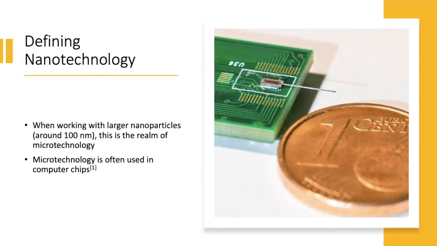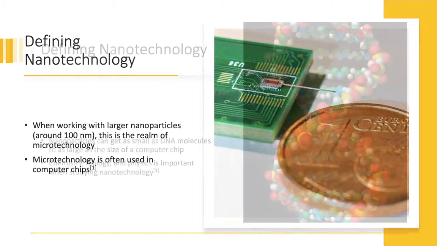A little bit more: when working with larger nanoparticles around 100 nanometers, this is known as the realm of microtechnology, which is often used in computer chips. This image on your right is a piece of hardware from a computer, and you can see just how small it is compared to a penny, and most likely how fragile it can be. Working with these materials can often be quite difficult if not handled properly, so it is very important to have the right techniques and the right technology to be working with everything.